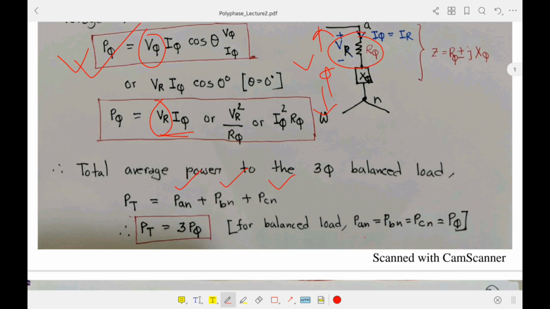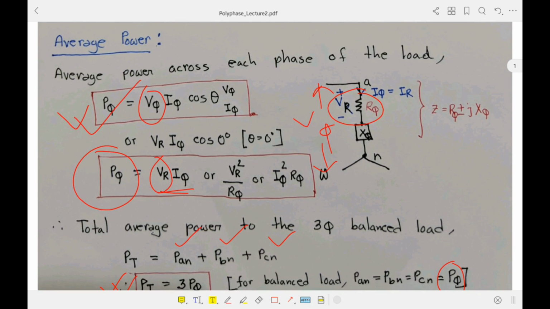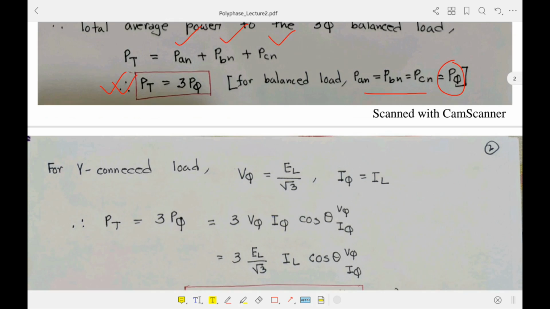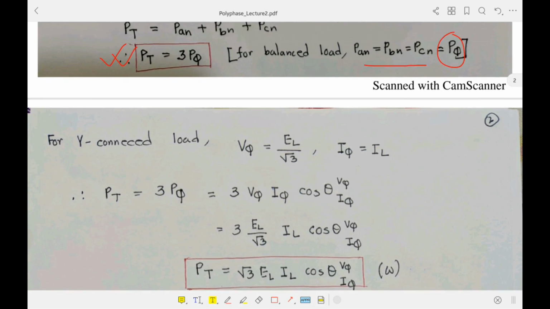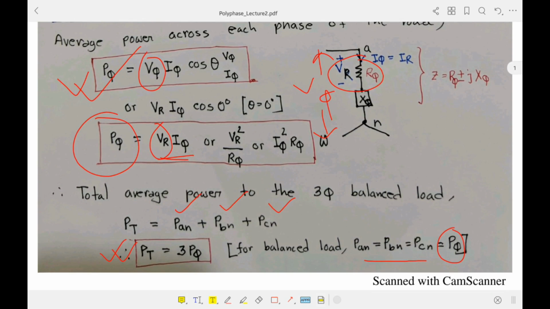Since all phases are equal in load, we can write that all are equal to, let's say, P phi. That means our previously calculated power. Then the total power appears as 3 P phi. That means our single phase power of each phase multiplied by 3. Again, it was previously our phase component, that means phase voltage, phase current.